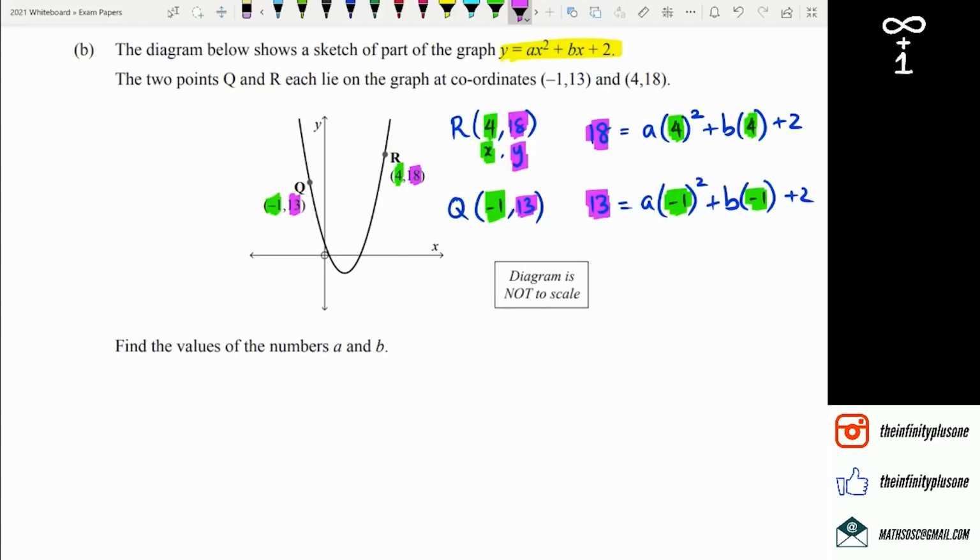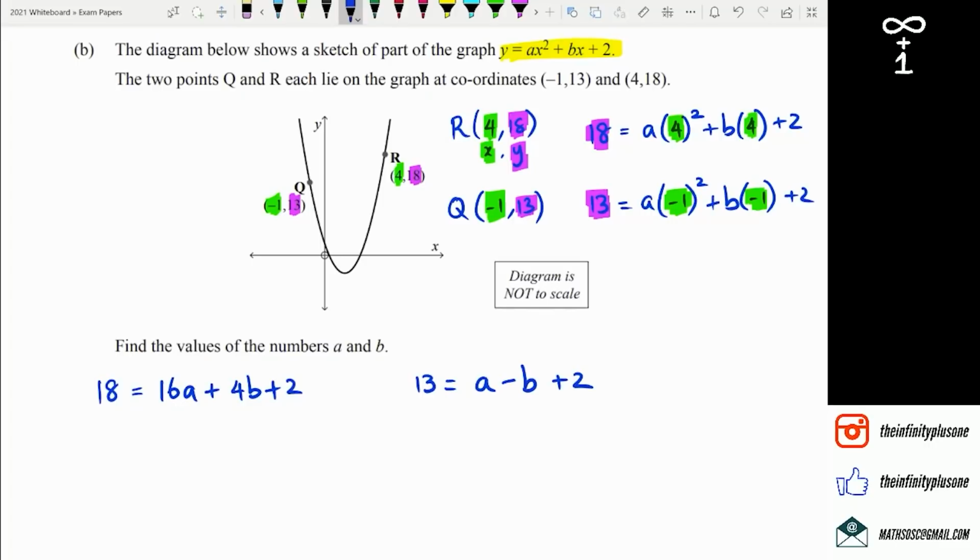Cool. So with that in mind, I've actually got two equations. My first equation I'm going to write down here, and of course I'm going to simplify these things. So this is r right now. I've got 4 squared is 16, so I'm going to rewrite that as 16 times a plus 4b plus 2. That's one of my equations. My second equation was 13 equals -1 squared is 1, so that's just going to become a, and then b times -1 is -b, plus 2.